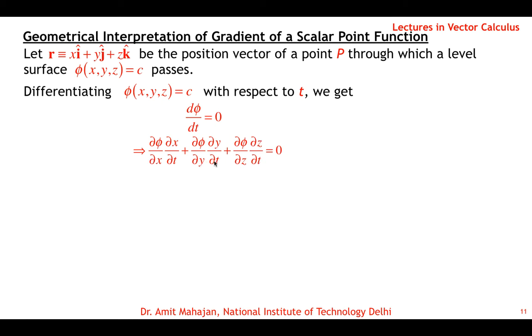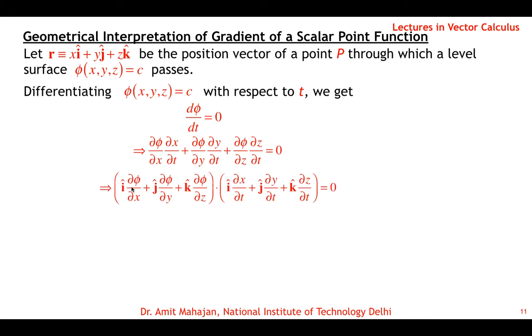And the left hand side can be written as the dot product of two vectors. So (i cap phi_x plus j cap phi_y plus k cap phi_z) dot product with (i cap x_t plus j cap y_t plus k cap z_t). If we take the dot product, we know that the dot product of i with i is 1, so phi_x with x_t we will get. The dot product of i with j and i with k are 0, so those two quantities will become 0, and similarly j with j will give a value and k with k will give a value, and the others will be 0. So we'll get exactly this.